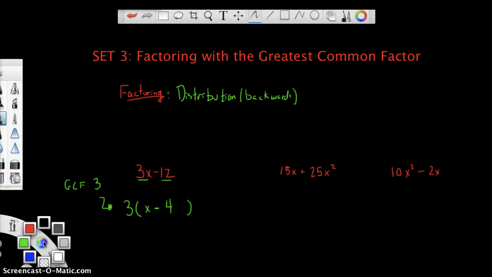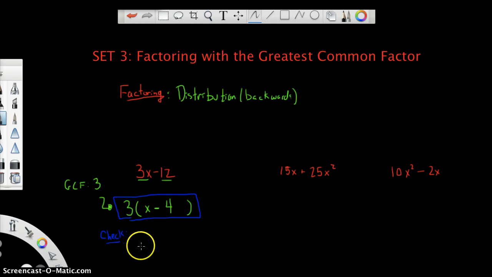We should never get a factoring problem wrong, so let me quickly show you the check on this. If you're not sure, just go ahead and distribute it back. This is my solution here, this is what I'm after. But if I wanted to check, I can just take that 3 and distribute it back again. So I get 3x minus 3 times 4 is 12. So I've done it correctly.